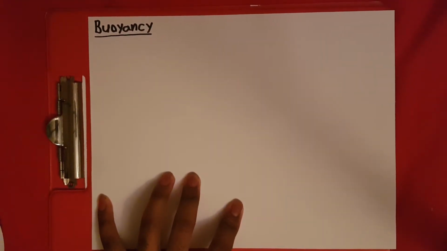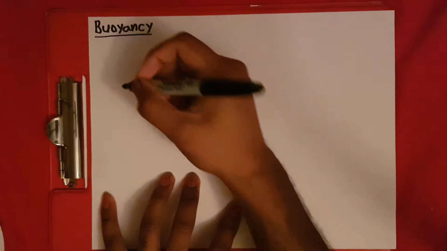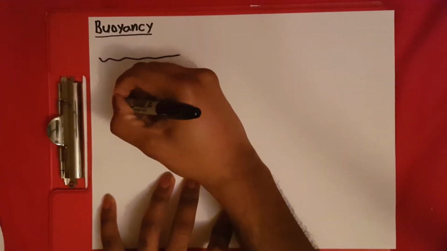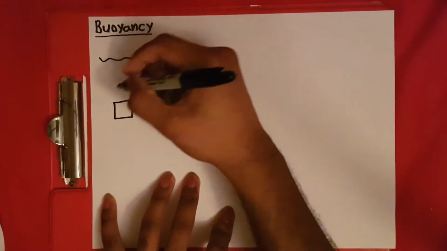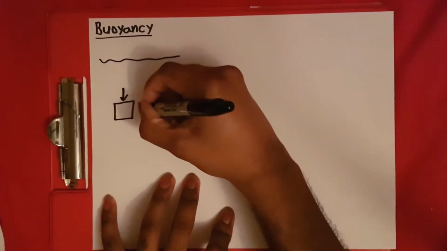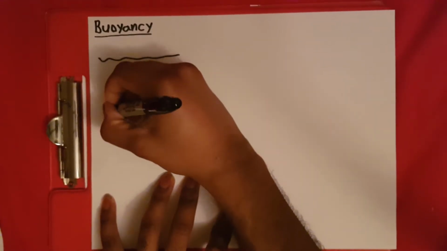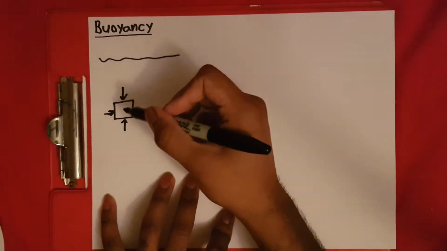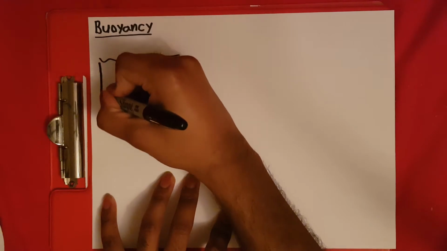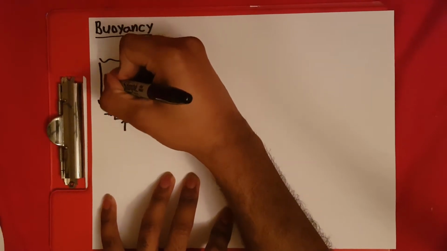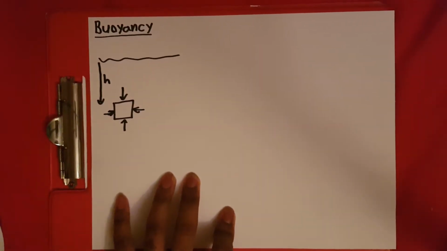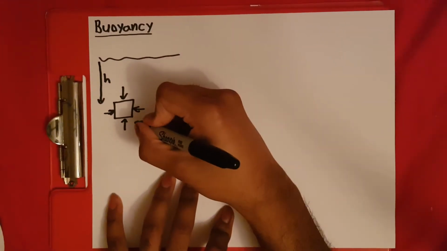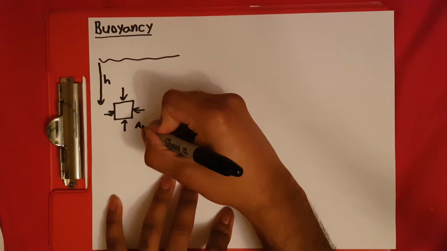It's due to hydrostatic forces, and what that means is that if we have a block inside a fluid, the fluid is pushing on this block in all directions. These forces all depend on how deep into the fluid they are. They're depth dependent.